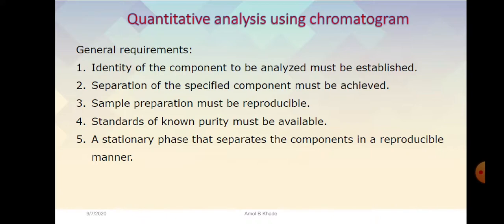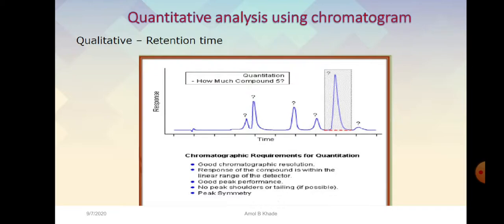Then sample preparation must be reproducible. We should be able to reproduce that. Standards of known purity must be available, either working standard or reference standard, and a stationary phase that separates the components in a reproducible manner. So every time we repeat the experiment, it should give similar responses or chromatogram. Usually the chromatogram can be used for two purposes.